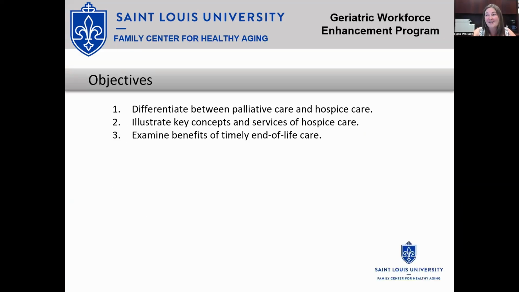Our objectives for today are to differentiate between hospice and palliative care, to illustrate key concepts and services of hospice care, and then to examine the benefits of timely end-of-life care.